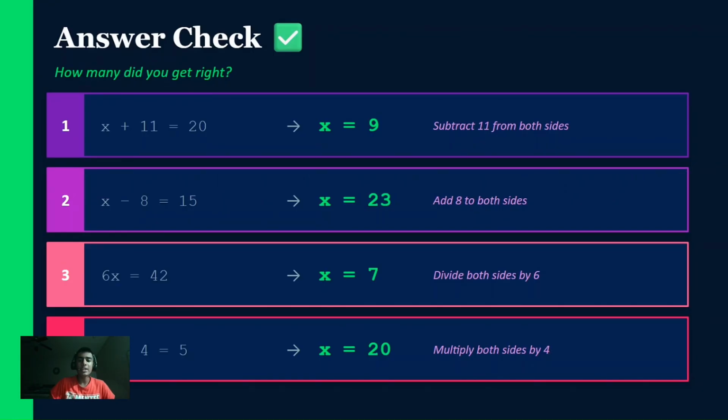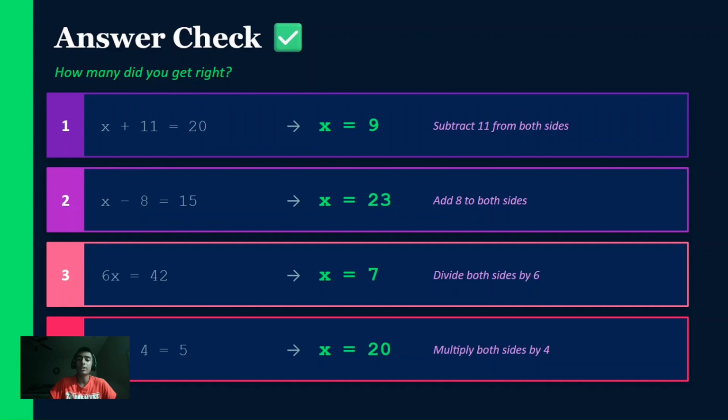Number 1, x plus 11 equals 20. We're going to subtract 11 from both sides, so x is equal to 9. We plug it back in, and we get that answer. X minus 8 equals 15. We're going to add 8 to both sides, so x equals 23. If we plug in 23 minus 8, we get 15, so that's also right.